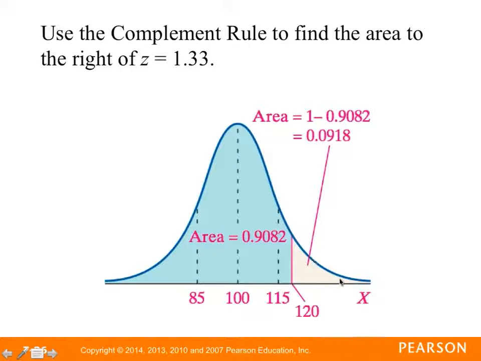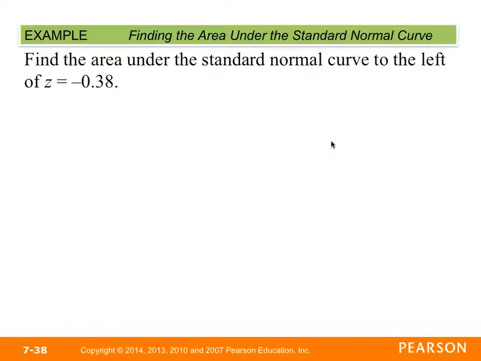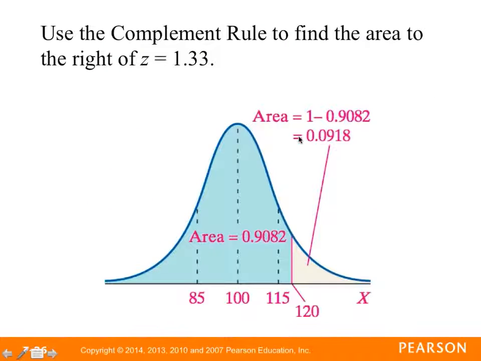But if we want the area to the right of 120, which is this tan shaded part, all we have to do is take 1, because that's the entire area. If you remember, all the way from negative infinity to infinity, or whatever range of values make sense, that whole thing is going to be 1. So all we have to do is take 1 minus our 0.9082, and we're left with 0.0918. There's no sentence given, but if we wanted to write a sentence, we would say that the probability of selecting a random individual with an IQ over 120 is about 9.18%.